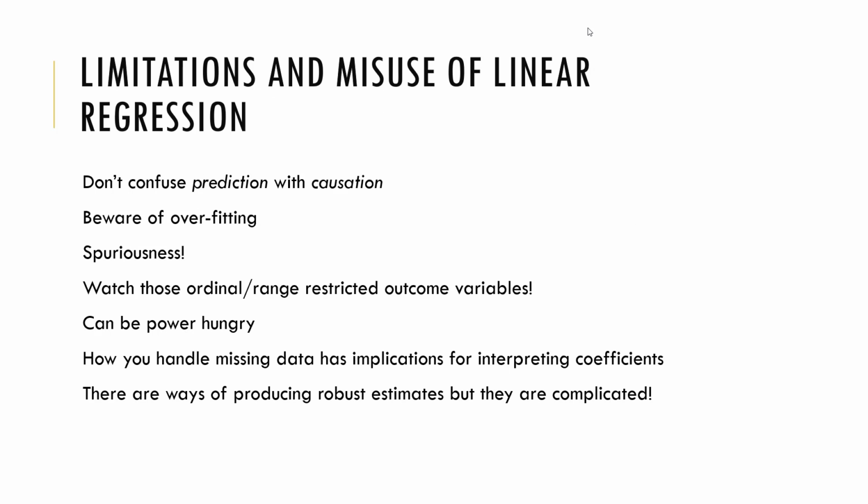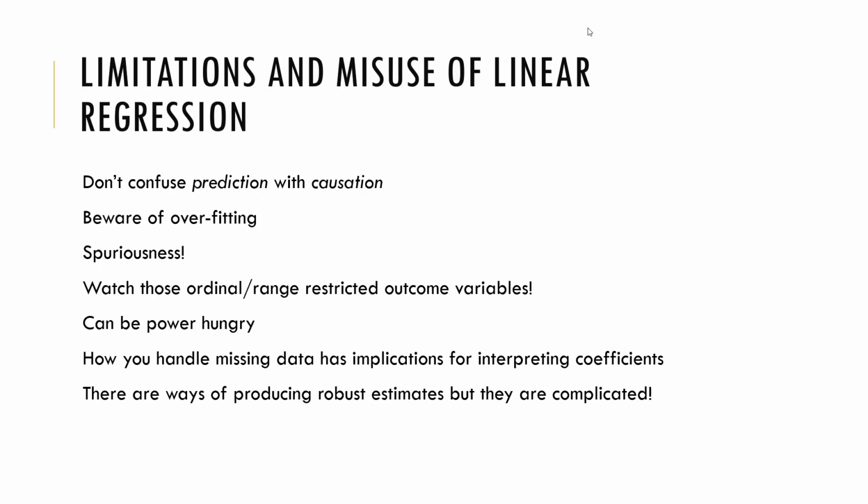The problem is that, as with correlation, there's a tendency to confuse prediction with causation, and you have to be wary of that. All we can say is that one thing predicts another. We can't say that this is concrete evidence that one thing is causing the change in another variable.